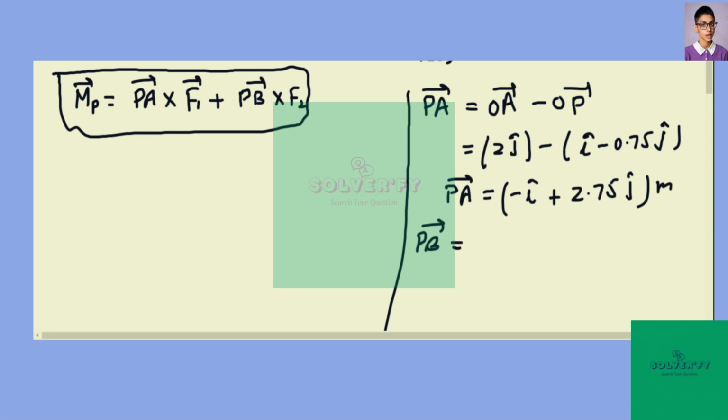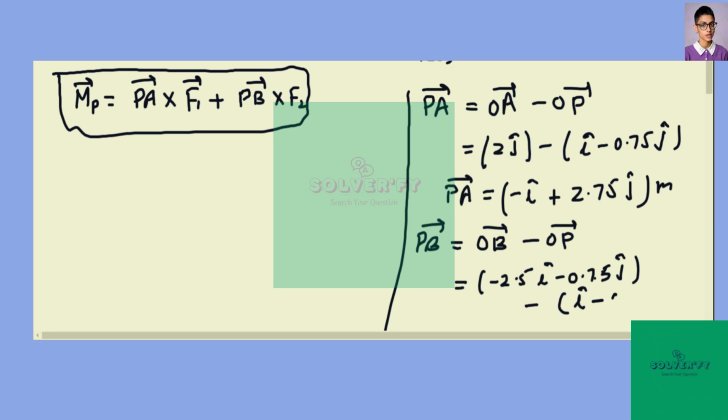Similarly PB, always keep in mind you should follow the figure. OB vector minus OP vector. See the figure, the OB vector can be written as minus 2.5 i cap minus 0.75 j cap. The OP vector is i cap minus 0.75 j cap. So you will get the PB vector to be minus 3.5 i cap meter.